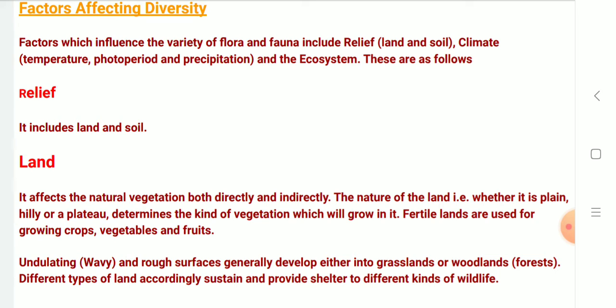Fertile lands are used for growing crops, vegetables and fruits. Undulating, that is not straight and wavy and rough, surfaces generally develop either into grasslands or forest areas. Different types of land accordingly sustain and provide shelter to different kinds of wildlife based upon the vegetation.